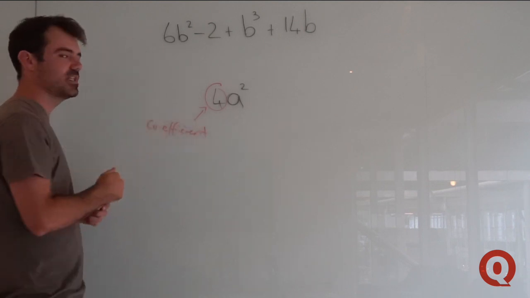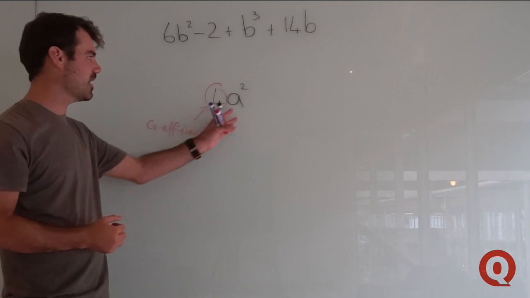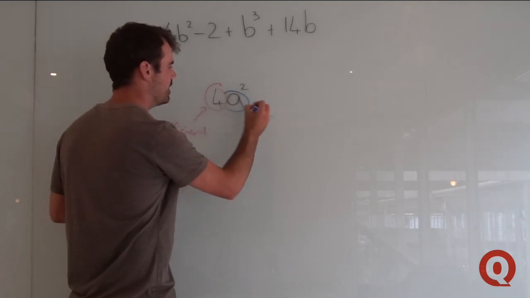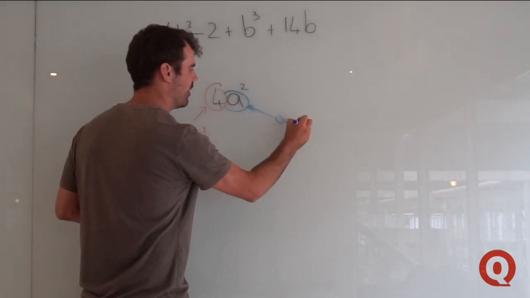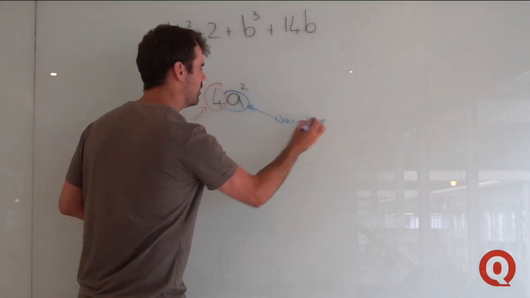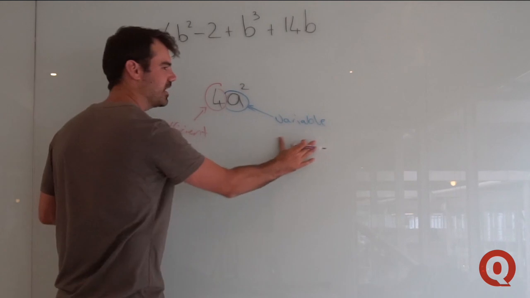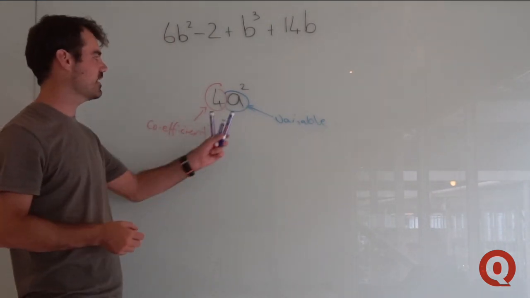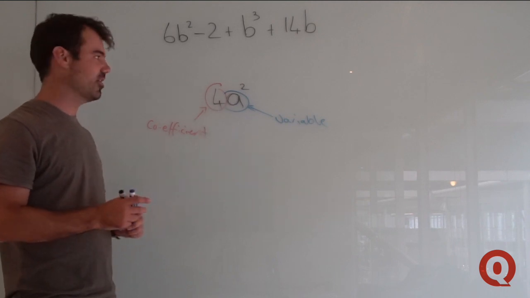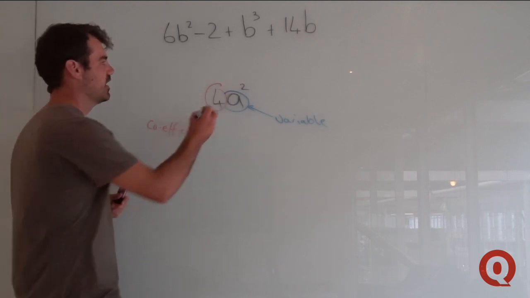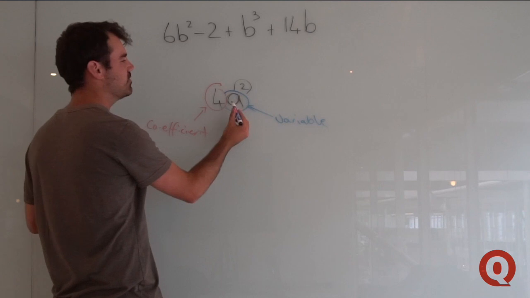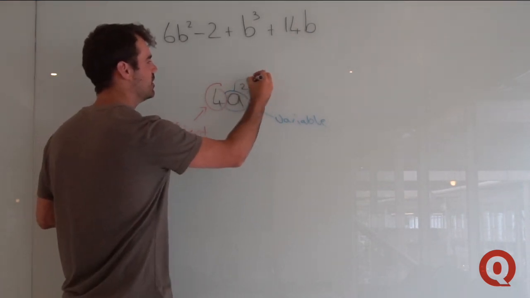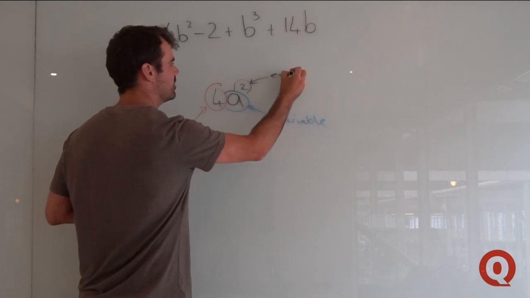My coefficient is the number that stands in front of my variable. So this a over here, the letter, the unknown, is known as my variable. We do not know the value of this a, so it's a variable. It can vary. We don't know exactly what it's worth. But the letter that we have in mathematics or in algebra is called my variable. And then I've got this little 2 over here, and the 2 is what the a has been raised to. It's a squared, a to the power of 2. So this is known as my exponent.